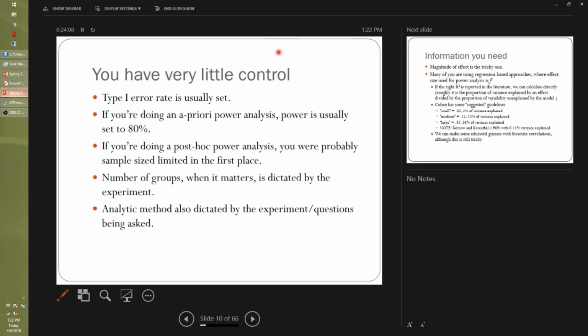The number of groups, when it matters, is typically dictated by the experiment. So you have control over maybe a treatment or 2 treatments or 3 treatments, but the number of groups you have, you can't change that. And typically the analytic method, the model you use, is dictated by the experiment or the questions being asked, and to some degree by the structure of the data as well. But many of the features that impact power, you don't have a lot of control over. So you're either trying to find the right number of people to gather data from, given a bunch of constraints that you already have, or trying to understand how much power you had, given things that you had no control over in the first place. That's the bad news about power analysis.